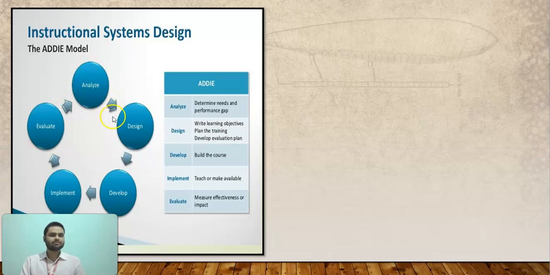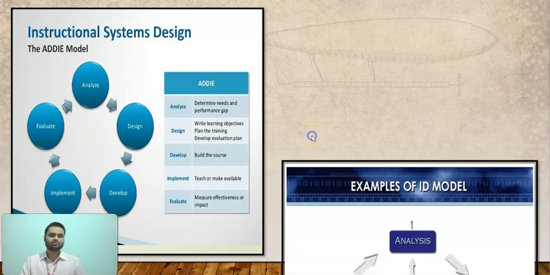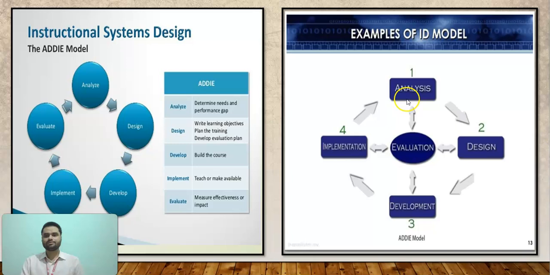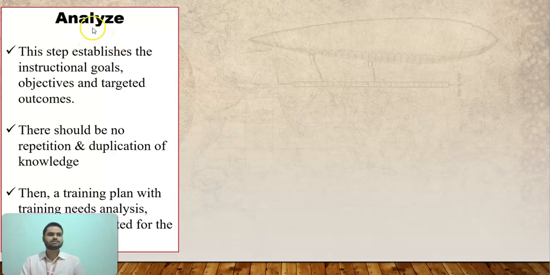Without analyzing anything, we cannot design. And until we analyze and design, we cannot develop. So all these steps are associated. We will discuss all these steps in detail in the next slides. Again, we can see here analysis, design, development, implementation, and evaluation. It is an acronym which follows these stages. Now move on to the next one.